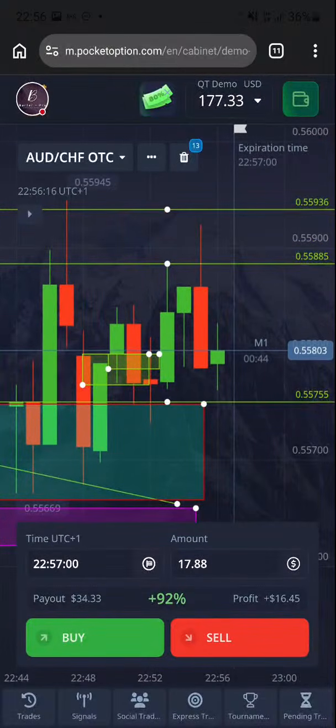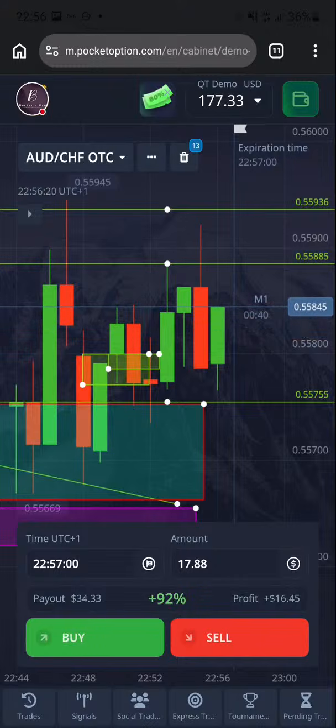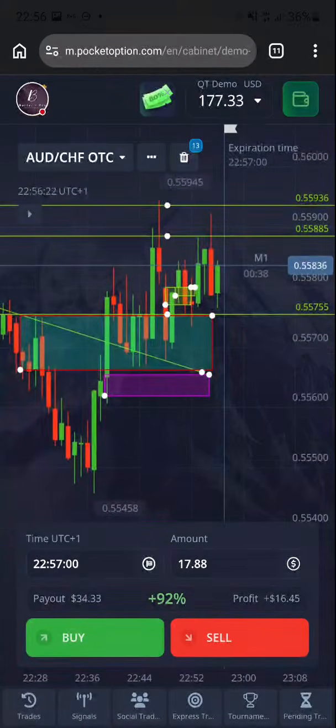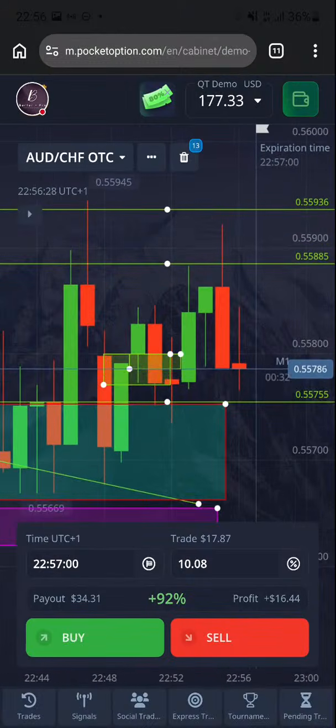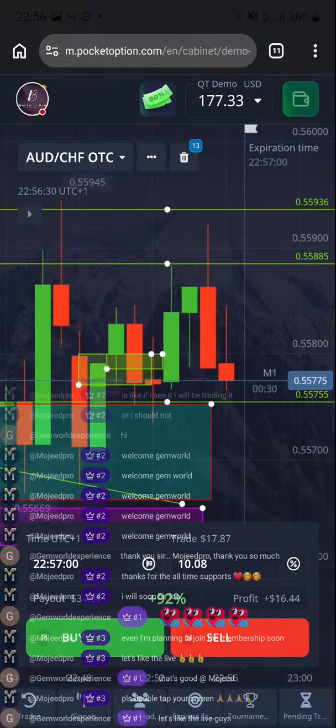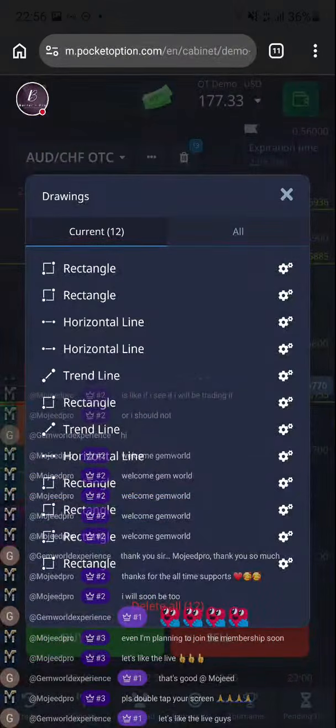Okay, we have another evening star pattern, but we have a gap up, another negative confirmation. We're not going to take that trade. So that's just the way it is, guys. If you see a negative confirmation, you don't take the trade. It's as simple as that.